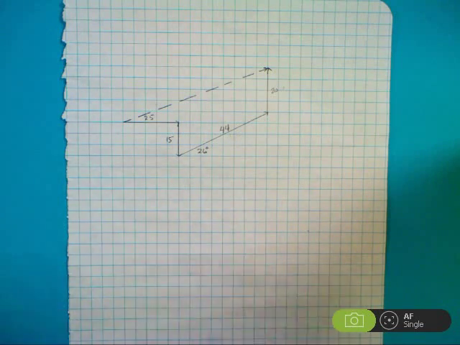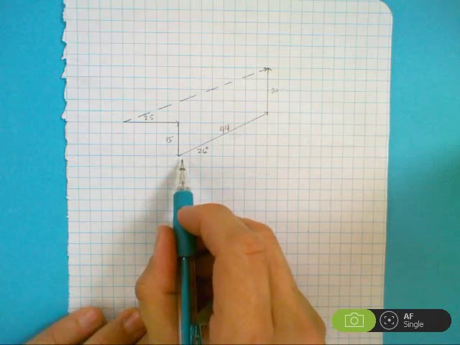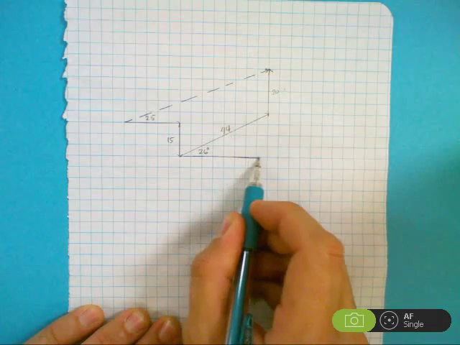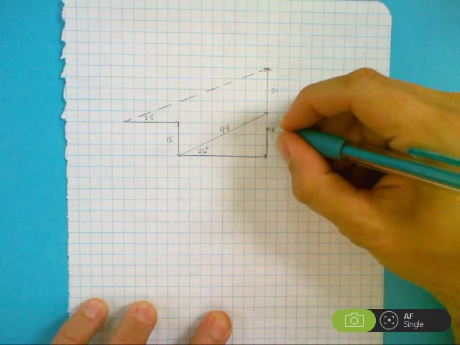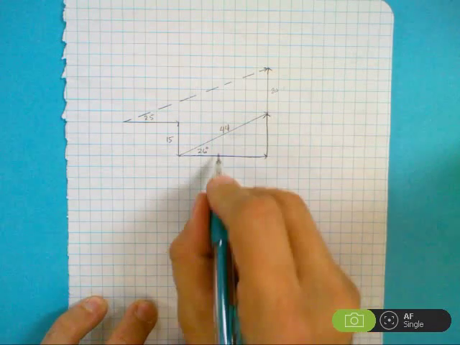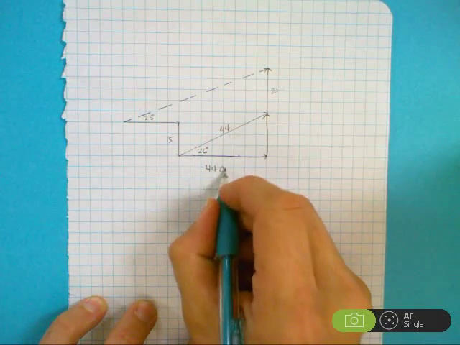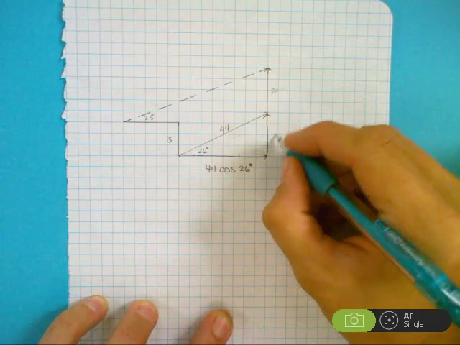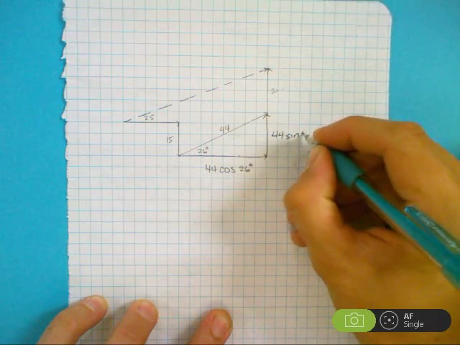So here's what we're going to do. First thing I'm going to look at is this angled vector. I want to break it into its components. So I would see that I have an x component that lies along this axis, and I have a y component that lies along this axis. The magnitude of this component is going to be 44 times the cosine of 26, and then the size of this one is going to be 44 times the sine of 26.